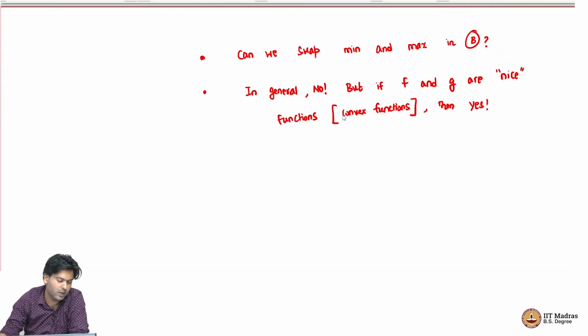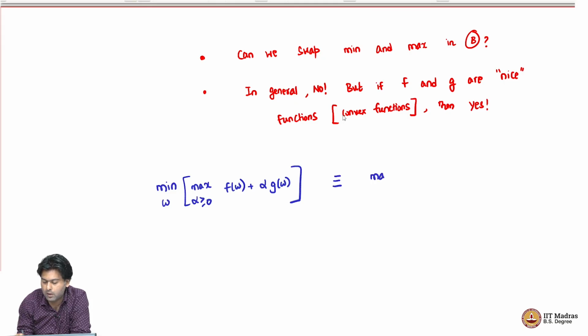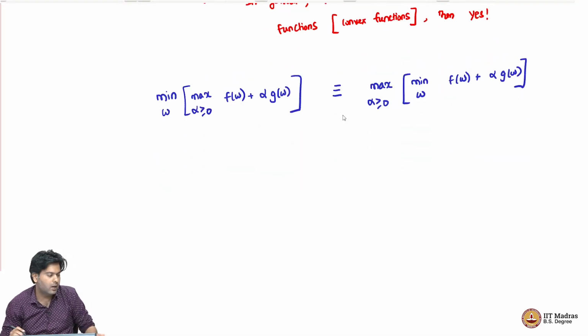What that essentially tells us is that I can either solve min over w max over alpha greater than 0 of f of w plus alpha g of w, or I can solve max over alpha greater than 0 min over w of f of w plus alpha g of w. I'll get the same answer no matter which one I solve. But this holds only for convex f and g.